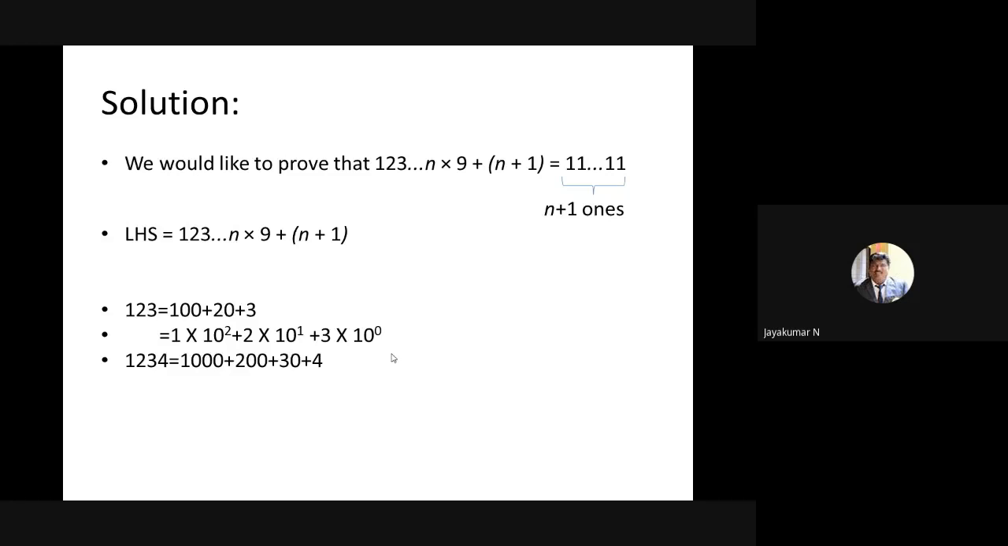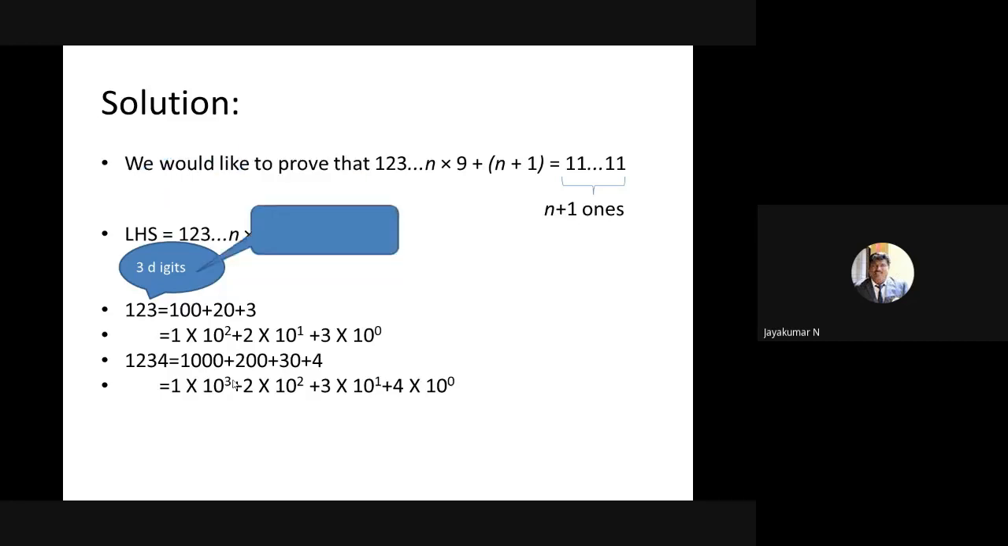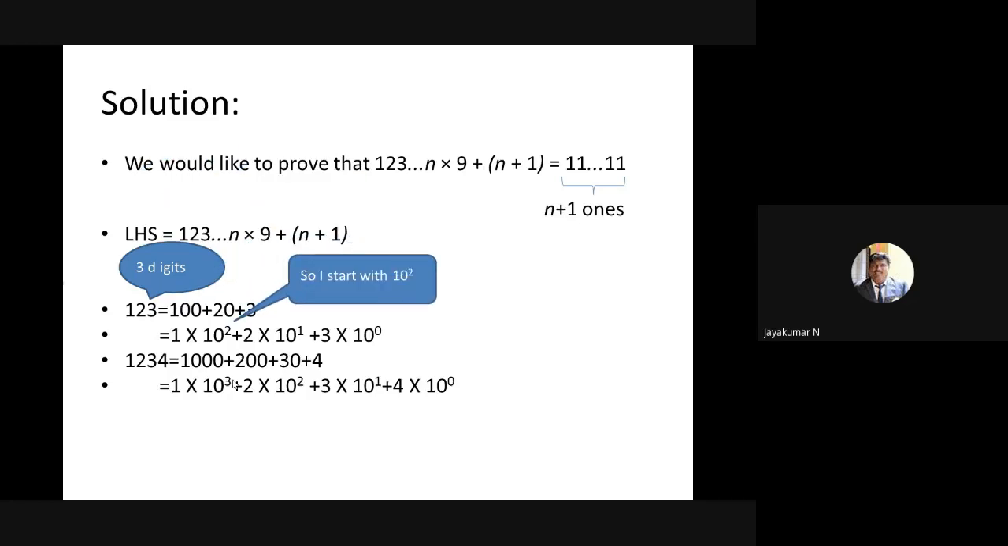Then the second example, 1 2 3 4, that is 1234. Similarly, 1000 plus 200 plus 30 plus 4. Then I can represent it as 1 into 10 cube, 2 into 10 square, 3 into 10 power 1, and 4 into 10 power 0. So I know all these things. Please observe this: if it is a three-digit number, I start with 10 power 2. If it is a four-digit number, I start with 10 power 3. Suppose I have a three-digit number, I start with 10 power 2; suppose it is a four-digit number, I start with 10 power 3.